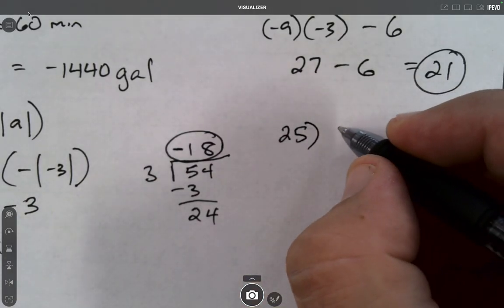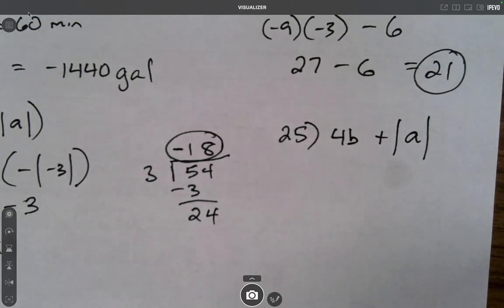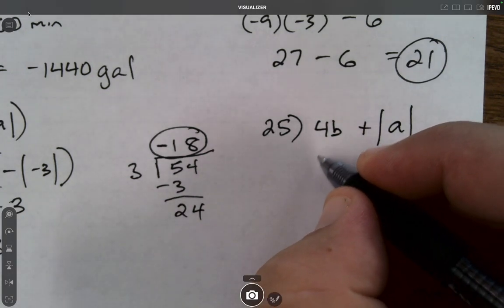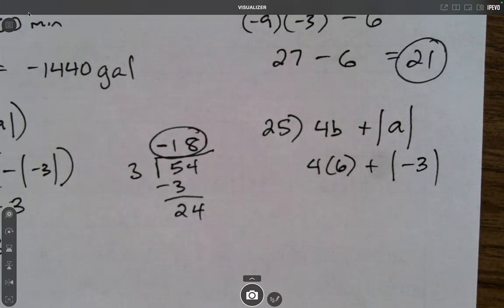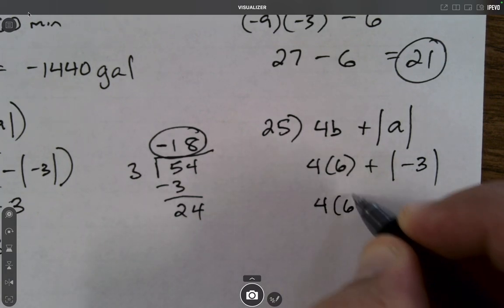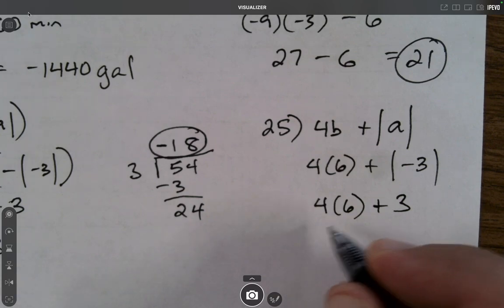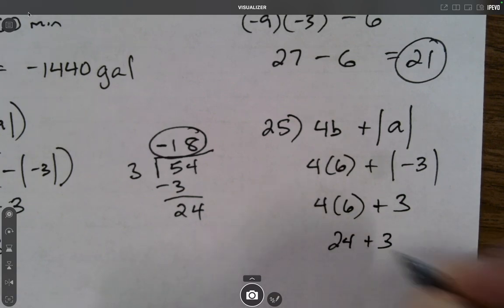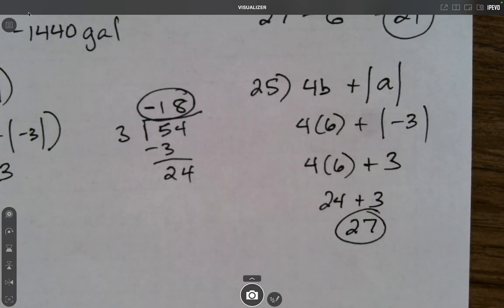We have 4b plus the absolute value of A. So I plug in 6 for B and negative 3 for A. So I do what's inside the absolute value first because I treat that like parentheses. So we have 4 times 6 plus positive 3. Following the order of operations, we would then multiply next. 4 times 6 is 24. And finally we add 24 plus 3 is 27.